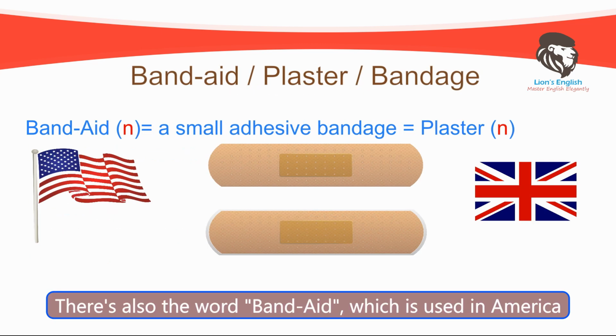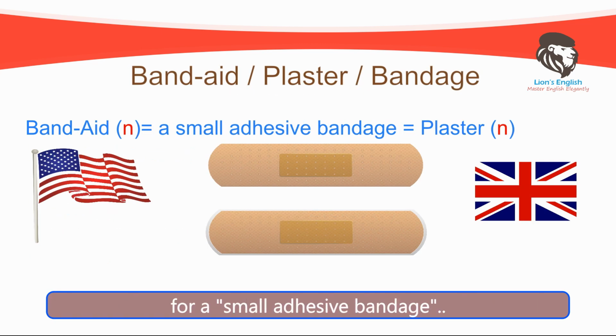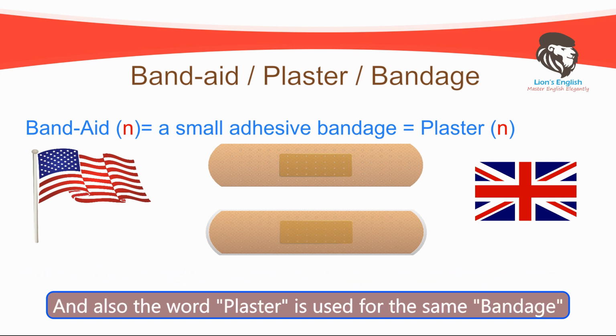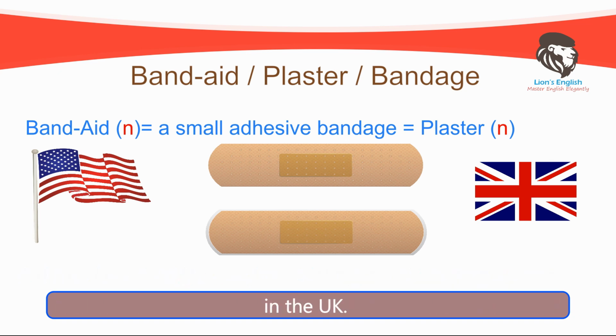There's also the word band-aid, which is used in America for a small adhesive bandage. And also the word plaster is used for the same bandage in the UK. But again, you can just call it bandage.